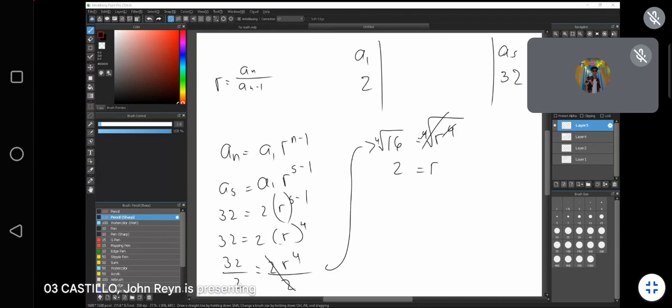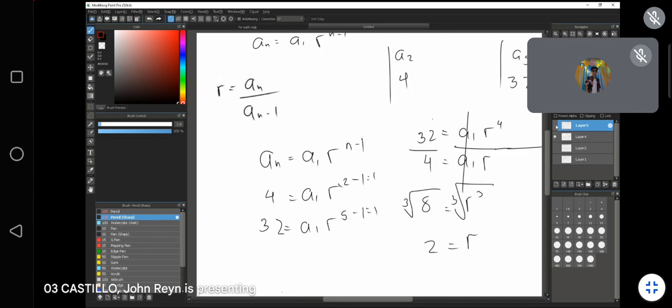Sige, John Rain. Okay, so now that we have the root, let's try to confirm if it's correct. So a sub 2, 2 times 2, 4. 2 times 4 is 8. 8 times 2 is 16. And 16 times 2 is 32. So we got the ratio correct. Huwag ka muna magbubura, ha? Huwag ka magbubura. Balik ka doon.